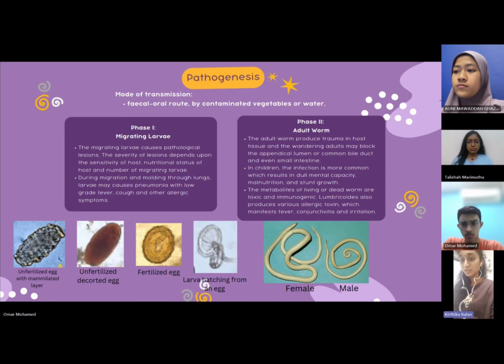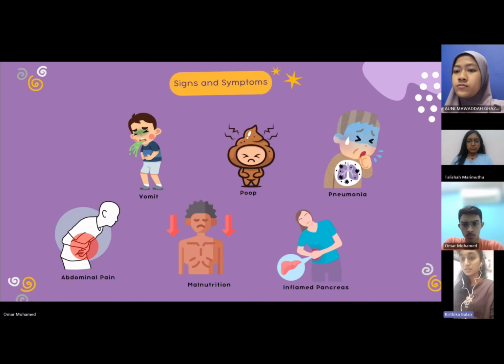For the signs and symptoms, the first is that live worms will be seen in vomit and feces. If larvae travel to the lungs, there can be pneumonia, and when they reach the intestine, there is severe abdominal pain, and in severe cases, you'll have an inflamed pancreas.